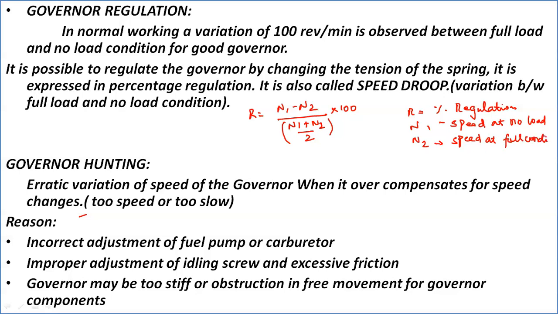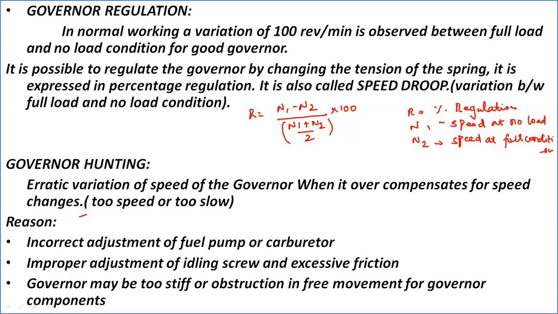So the problems might ask about this formula. There are no other formulas or problems to ask in this governor topic. So note down this formula, it is very much important. We can use this formula; if they have given the speeds in RPM, we can easily calculate the governor regulation.